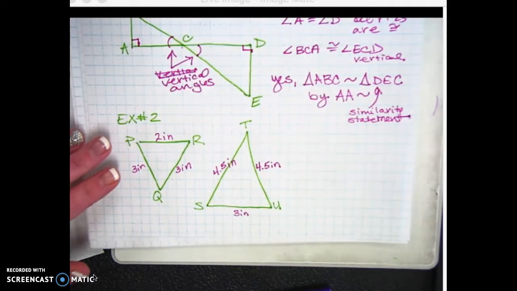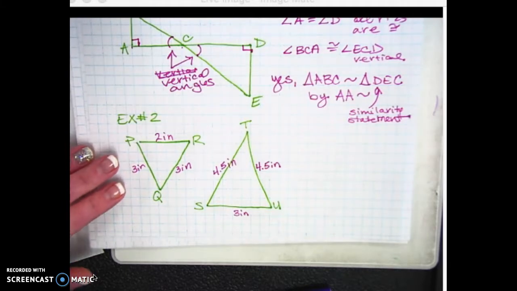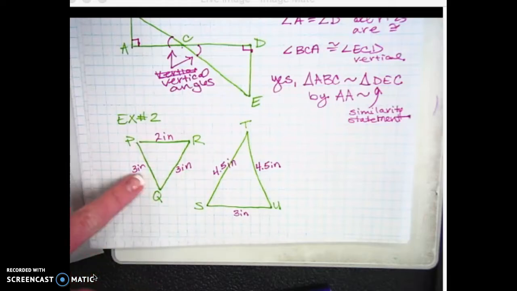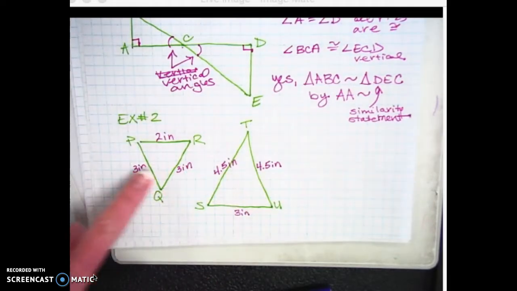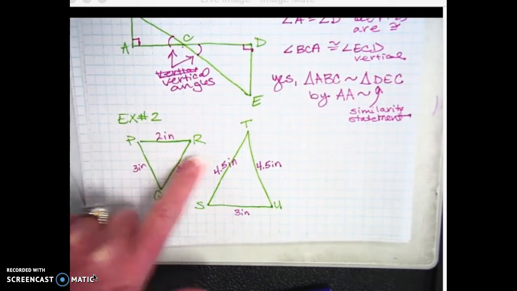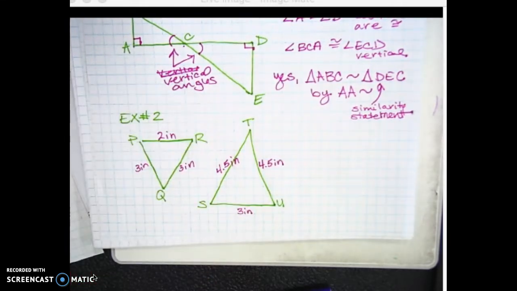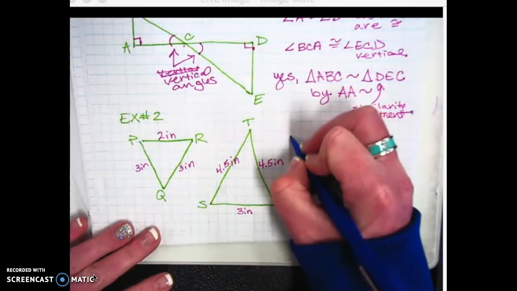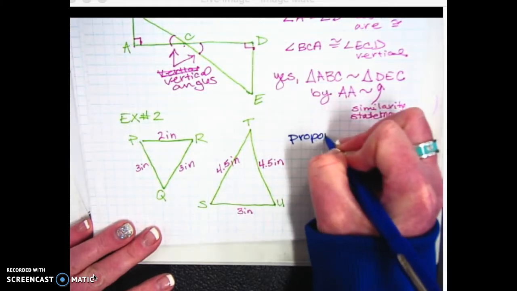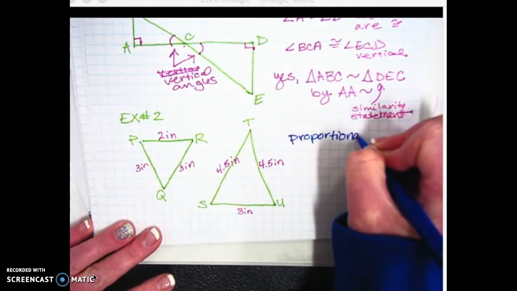All right, here's example number 2. Here are your 2 triangles, okay? And what did I mark or give measurements for on these 2 triangles? Sides, okay? All 3 sides. So if I'm trying to prove similarity, which one am I most likely to use? Side, side, side. We just need to prove that the sides are proportional, okay? So if the 3 sides are proportional, then we can say that they are similar by side, side, side.